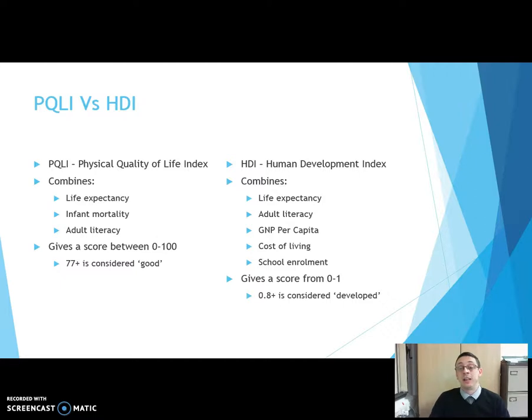The Human Development Index combines a few more indicators. It combines life expectancy, adult literacy rate, GNP per capita, average cost of living, and school enrolment rates, and it gives a score from 0 to 1. In this case, any value above 0.8 is considered to be developed.